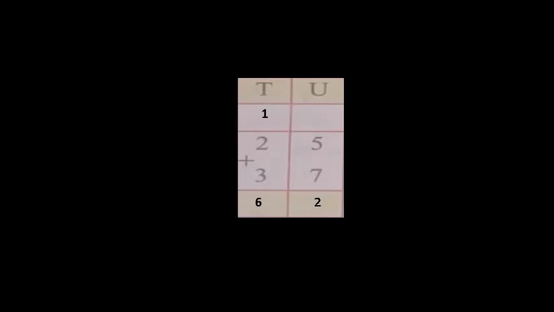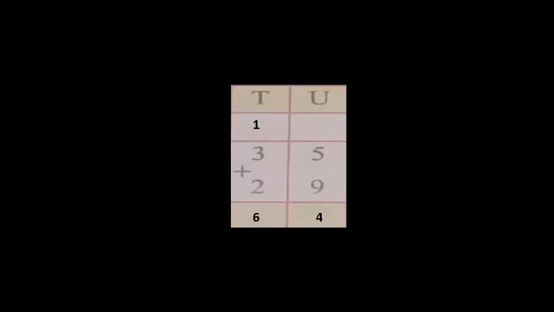Next, 25 plus 37. 5 plus 7 is 12. Let's carry 1 in the tens place and write down 2 in the units place. 2 plus 3 is 5, including 1 which is carried over. We get 6. Let's write down the answer, 62.